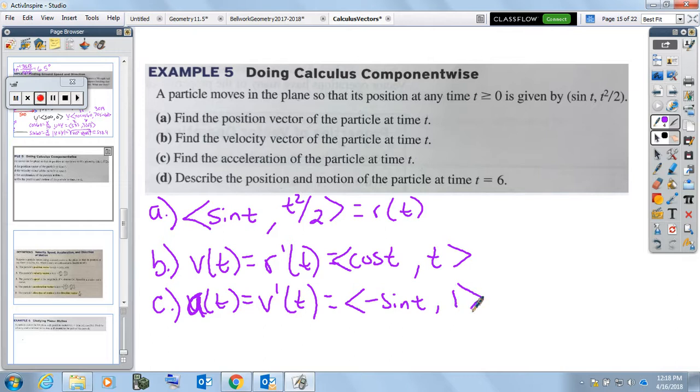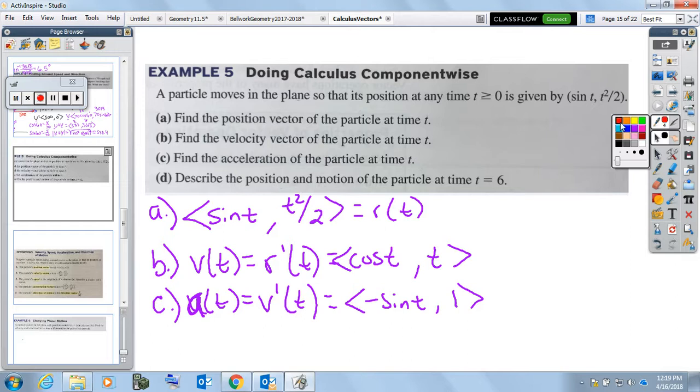And lastly, it says, describe the position and motion of the particle at time t equals 6. So now we have to start thinking about where we're going to find a description of the position and the motion. Where is it going at all of these particular places? Let's take a look at part D. I'm going to change colors here too.